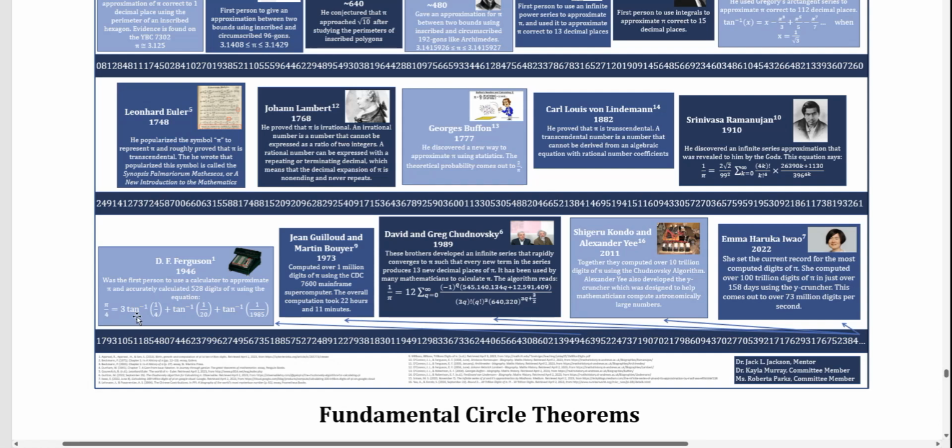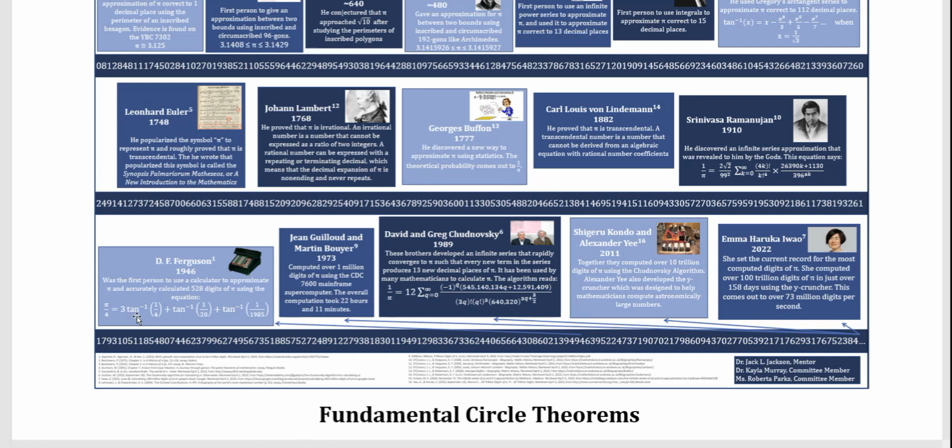D.F. Ferguson in 1946 was the first person to use a calculator to approximate pi. He got 528 digits of pi. Galion and Boyer in 1973 computed over 1 million digits using a mainframe supercomputer. It took about 22 hours and 11 minutes to get 1 million digits. Contrast that with something that's coming up here in a second.